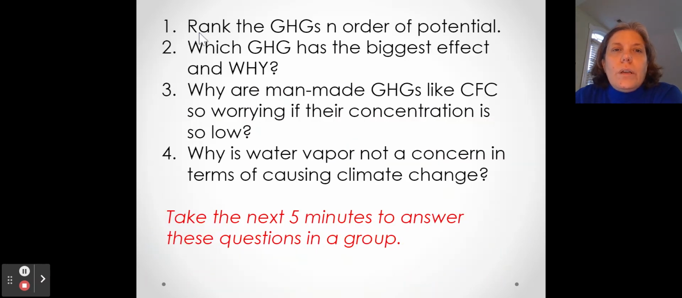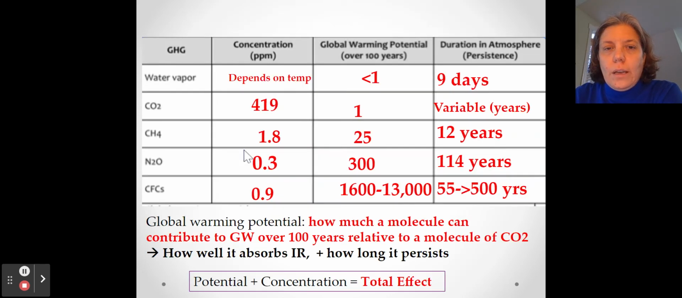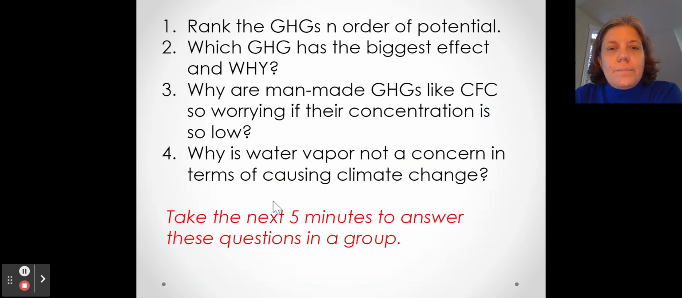So what I want you to do is rank the GHGs in order of potential. This should say in order of potential. Which greenhouse gas has the biggest effect and why? Why are man-made greenhouse gases like CFC so worrying if their concentration is so low right now? And why is water vapor not a concern in terms of causing climate change? Now, if you're watching this video and you missed class, then just stop the video now. See if you can answer those questions. Think about it. Go back to the chart right here and see if you can answer these 4 questions.